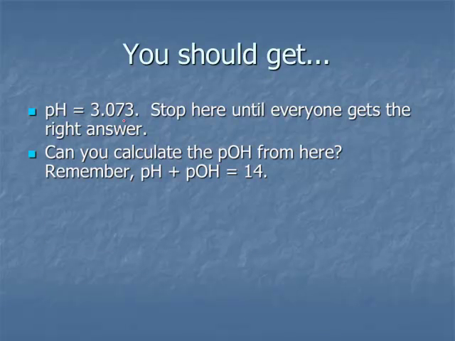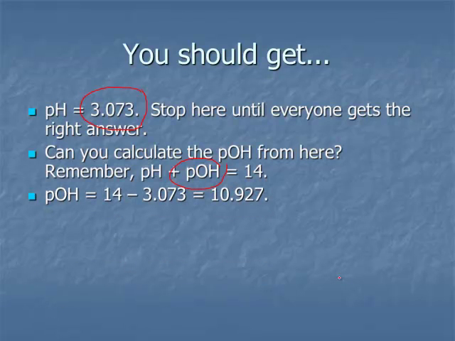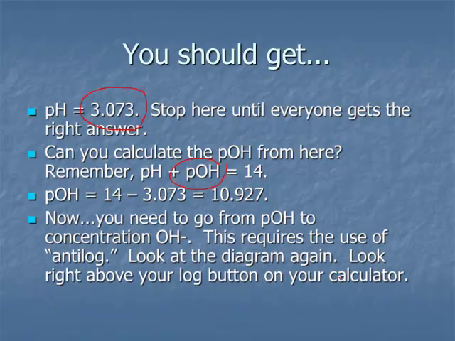Now, can you remember a couple ways to calculate from here? You can calculate pOH. Now that you got your pH is 3.073, you can go from pH to pOH, and that's exactly what I want you to do at this point. So practice right now. Now that you have pH, go to pOH. You should get 10.927.